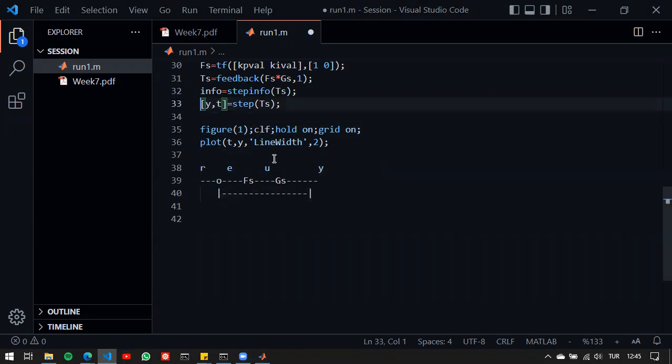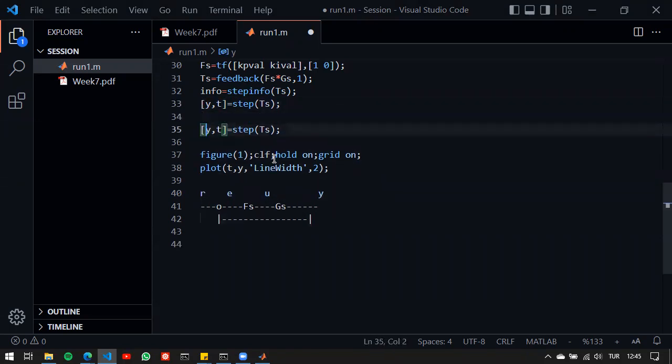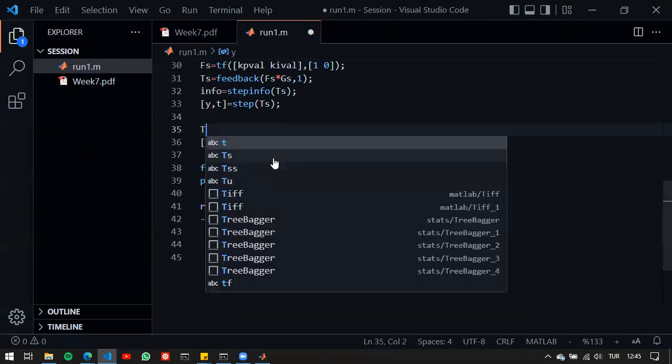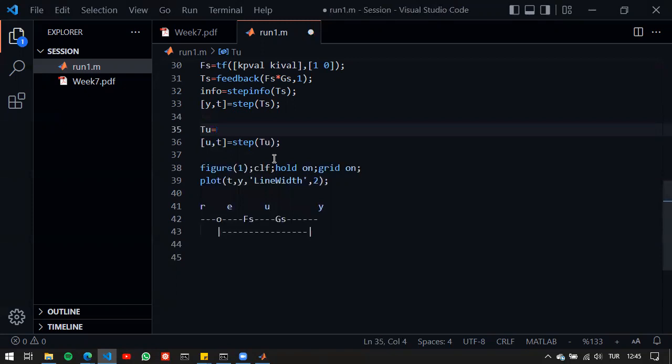So what I really want to do is I'm just going to look for Tu here. And then, of course, I need a transfer function for that. What is Tu here? Any ideas? Because this is the most crucial part.